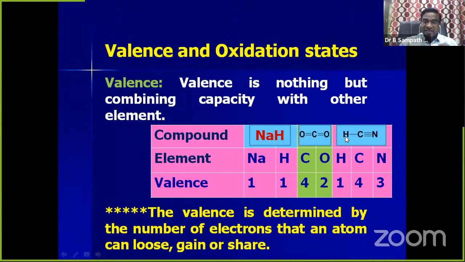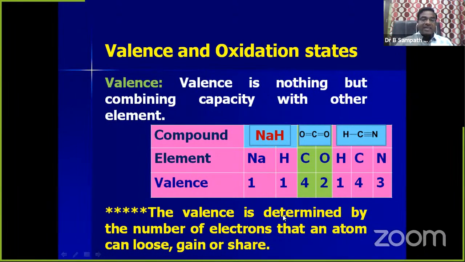So here HCN, hydrogen cyanide, here H, only 1 electron is participated with carbon, it is shared only 1 electron, that's why here 1 valency. For carbon 4 valency because here 1 bond, here 3 bonds, means here 1 electron, here 3 electrons. So totally 4 electrons participated. So in the same way nitrogen, here 3 because of 3 electrons participated in the chemical bond. So like that, the valency is nothing but the combining capacity with other elements.